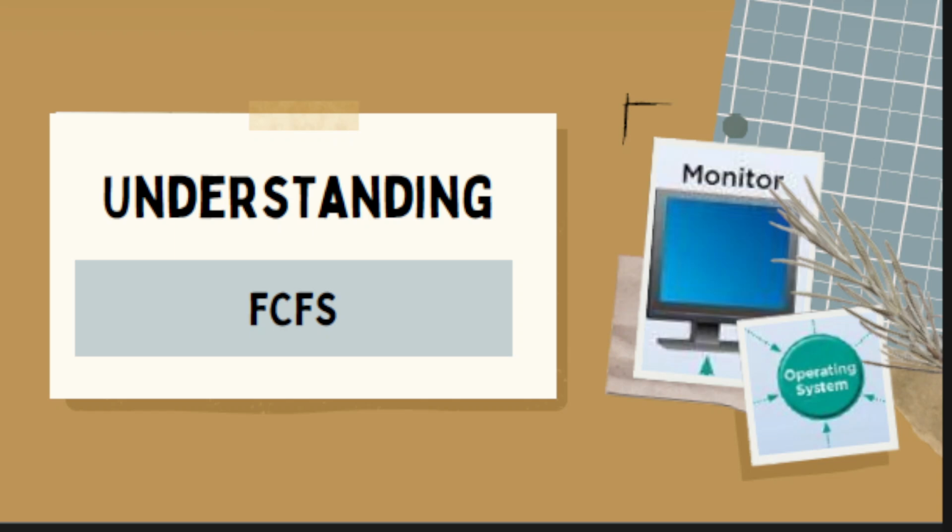Today we are going to take a detailed look at one of the simplest and oldest CPU scheduling algorithms, that is first come first serve. It's an easy concept but plays a crucial role in understanding how operating systems work. So let's dive in and explore how first come first serve works and when it's used.